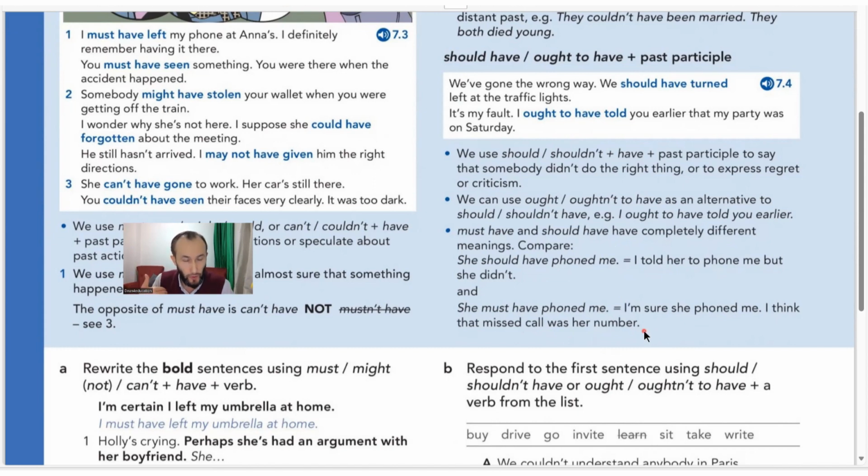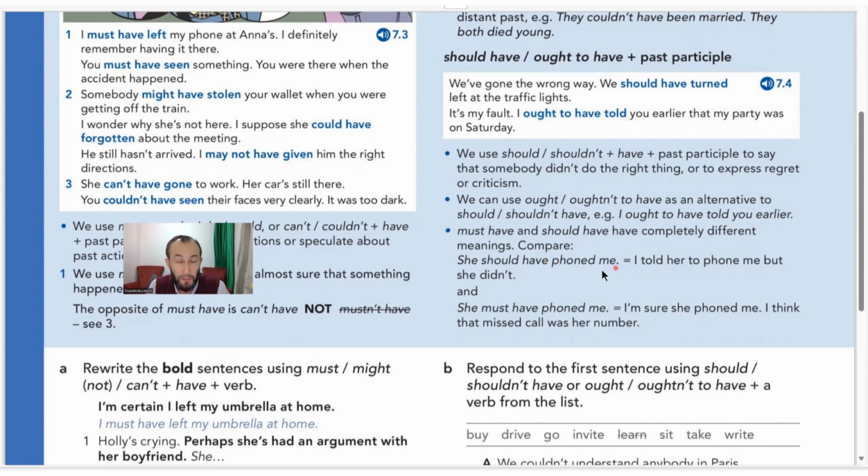I didn't ask her to call me, but I'm just guessing with high probability. There was no agreement. I'm sure she phoned me. I think that missed call was her number.